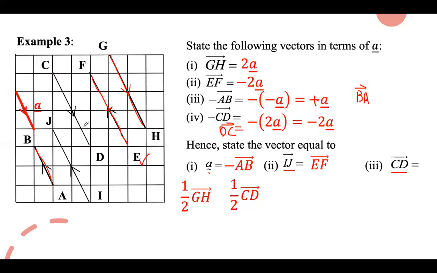CD is C going to D, right? C going to D is equivalent to GH. So you can write it as negative EF also. As long as the two vectors are equal, the magnitude is the same and the direction is the same, then they are parallel, right?